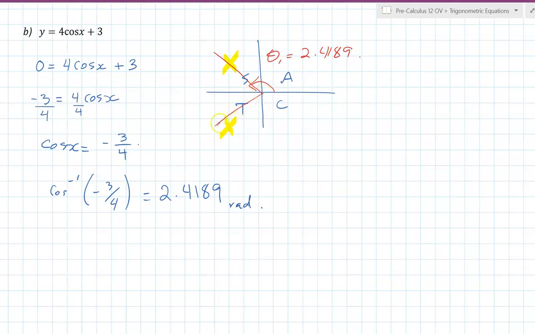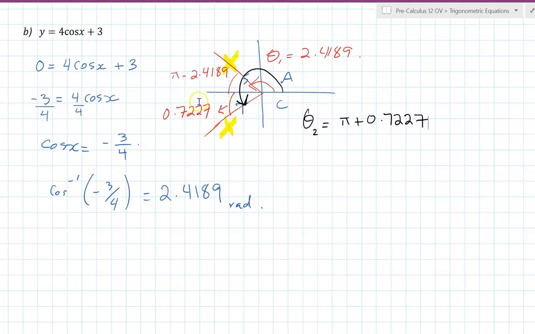2.4189. Great. What is the next one? Well, the next one will have the same reference angle. So if you take pi, this is the reference angle that you have. What is that reference angle? This reference angle is pi minus 2.4189. Whatever that is, you will have the same value here, and then that would be the answer, plus pi. So this one will be the same reference angle as that. Let's find out what that is. The reference angle is 0.7227. That's the reference angle right there. So pi minus 2.4189 will give you a reference angle.